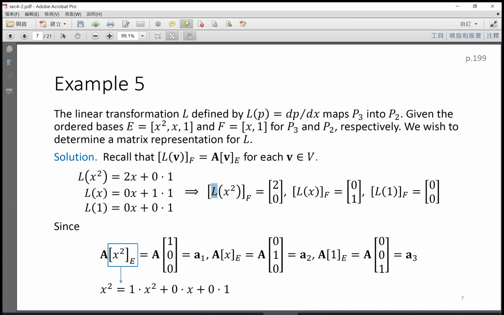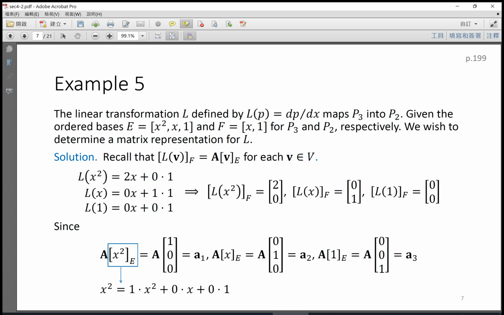Below we show that the coordinate of L of x squared with respect to F is the first column of matrix A. If we select V as x squared, then the coordinate of x squared with respect to E is 1, 0, 0. Because if we express x squared as the linear combination of basis E, then x squared equals 1 times x squared plus 0 times x plus 0 times 1. Hence, the coordinate of x squared with respect to E is 1, 0, 0. And the matrix A times 1, 0, 0 becomes A1. The A1 is the first column of matrix A.